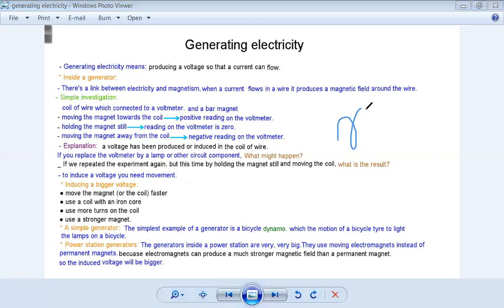So this is the coil, okay? So if we move the magnet there and here, we will create a voltage. This voltage has been produced, and we can say induced, like it's created in the coil of the wire. Okay, that's what happened exactly. Okay, so if we replaced the voltmeter by a lamp or other circuit component, what do you think might happen?